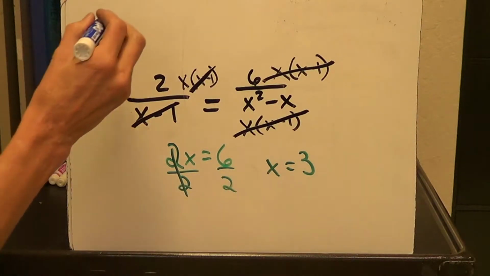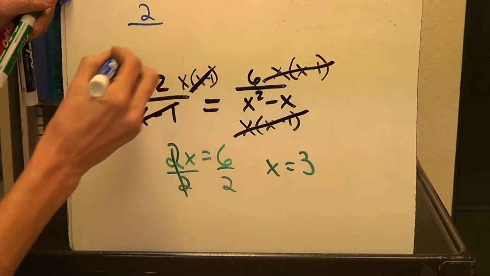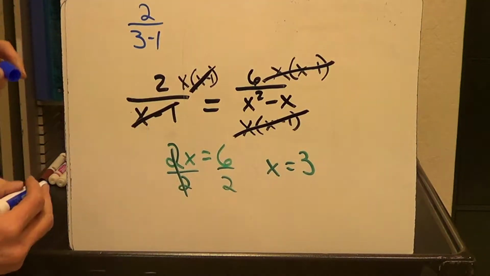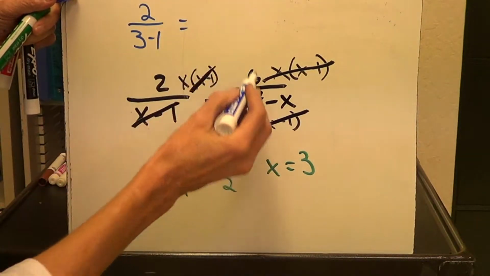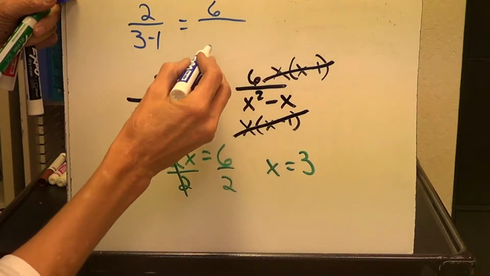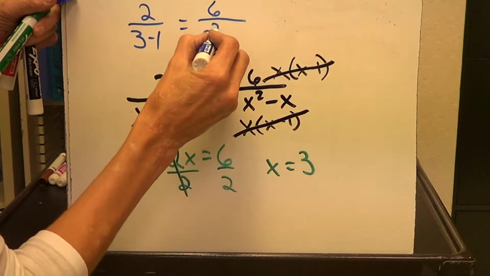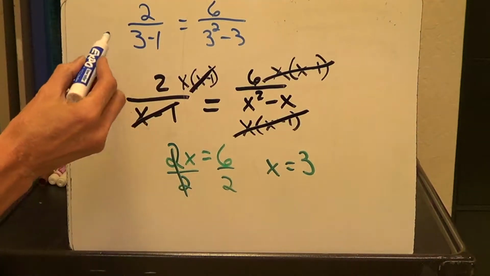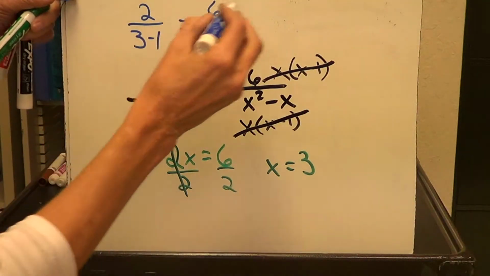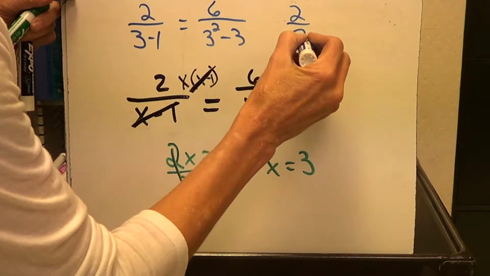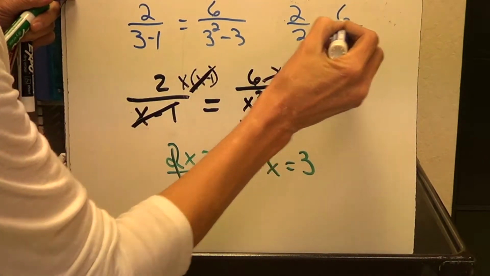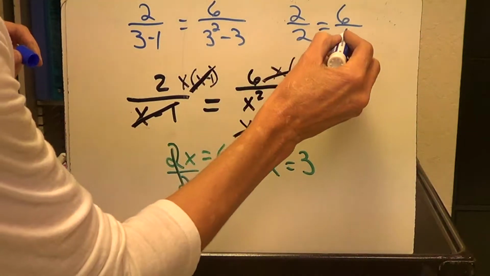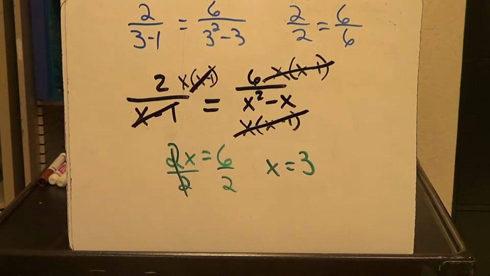So we have 2 over 3 minus 1. And on this side, we have 6 over 3 squared minus 3. Okay? 3 minus 1 is 2, so we have 2 over 2 on this side. Equals 3 squared is 9, minus 3 would be 6. So those are equal. 1 equals 1.